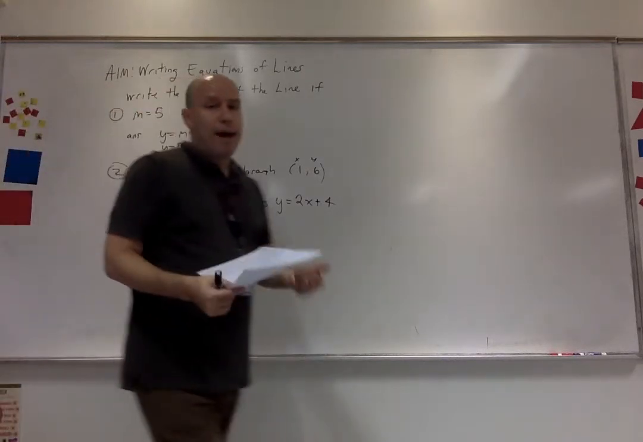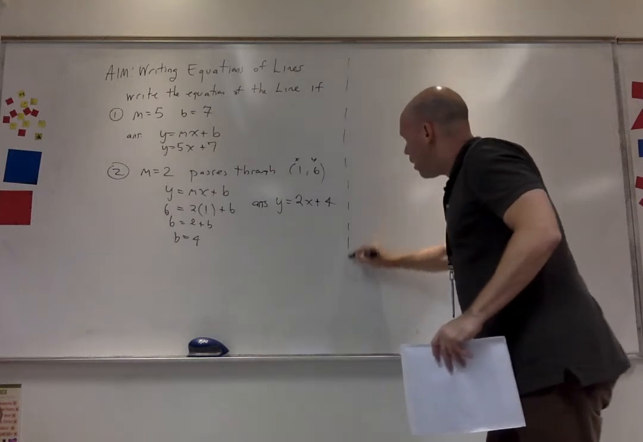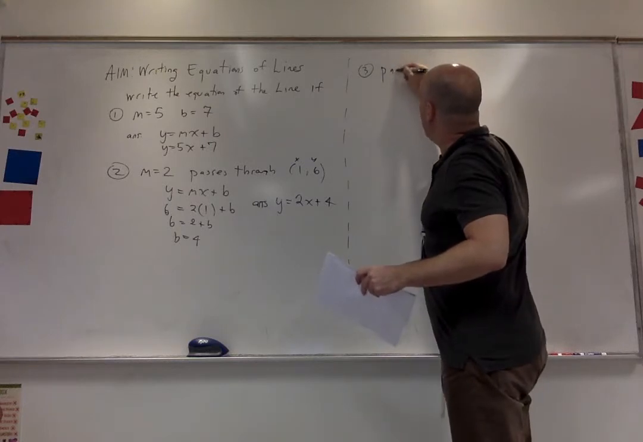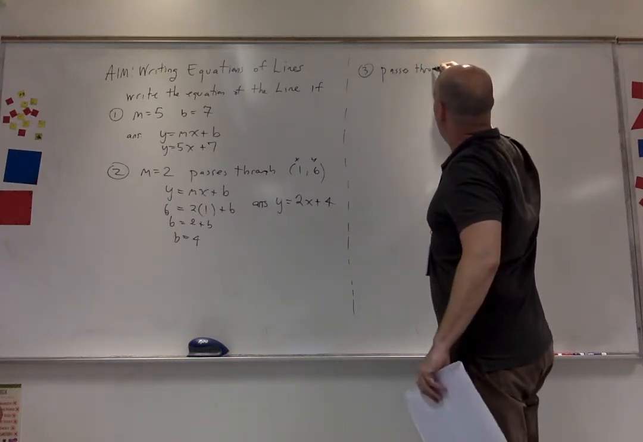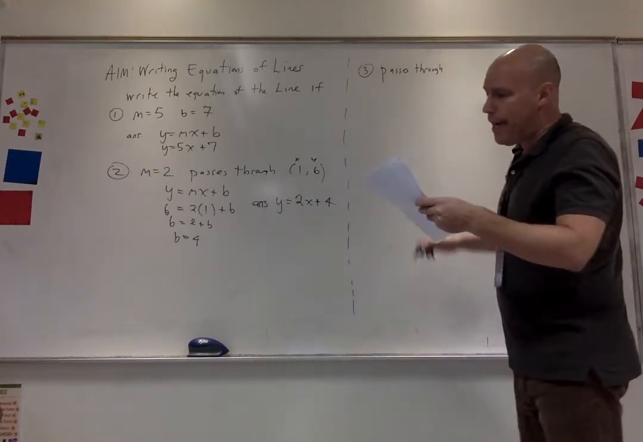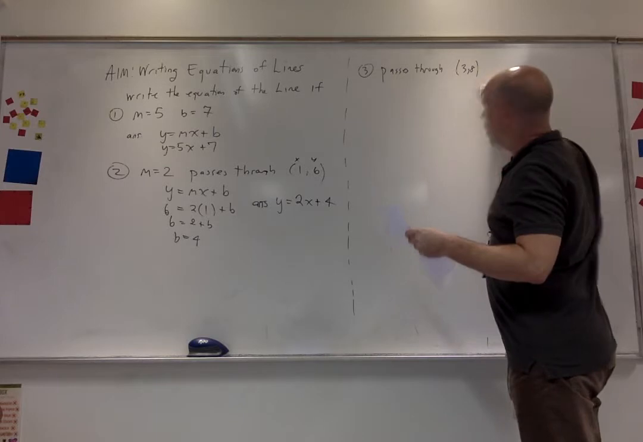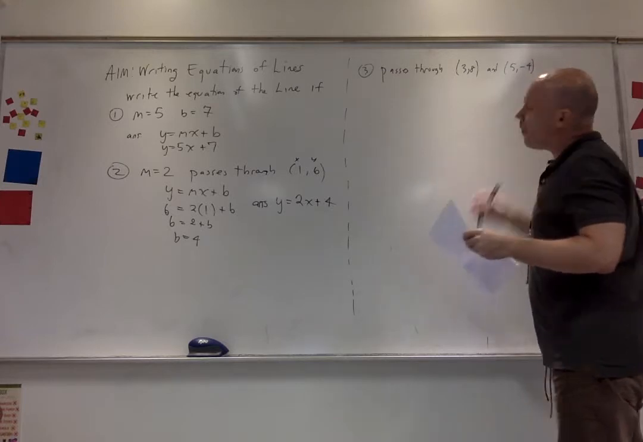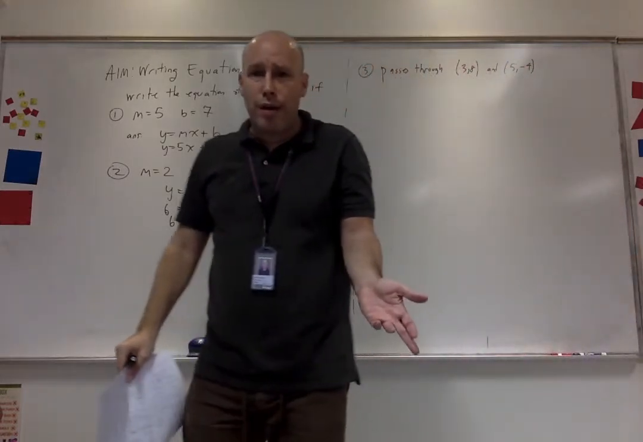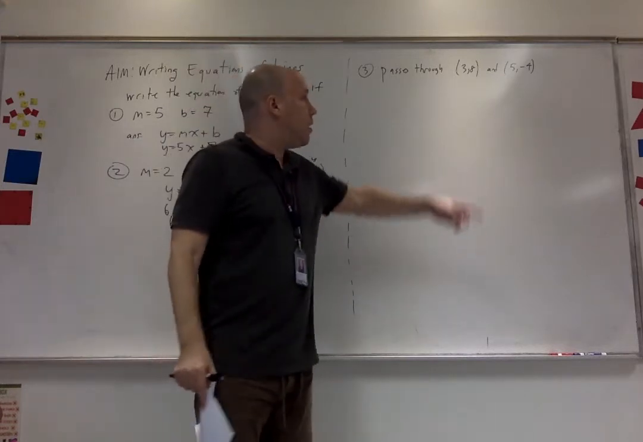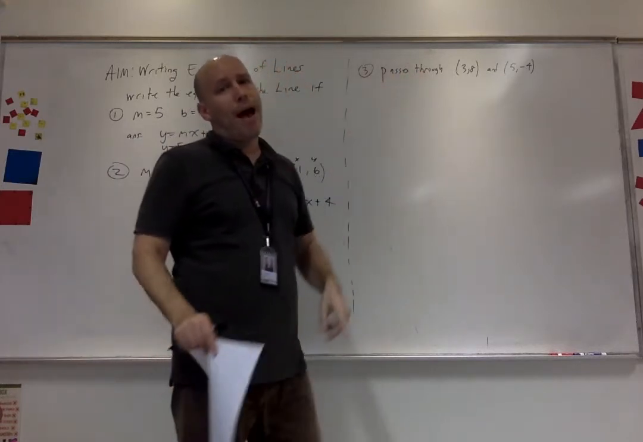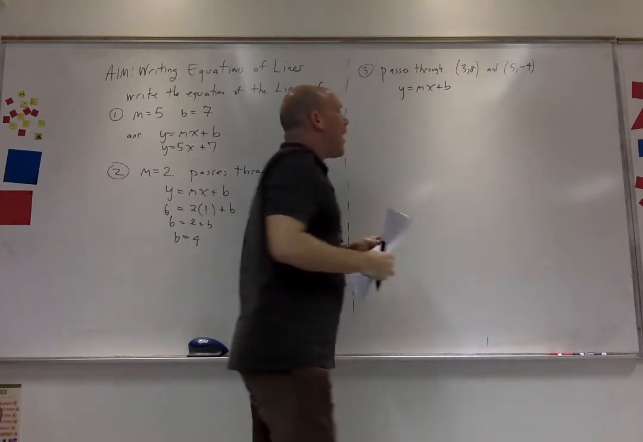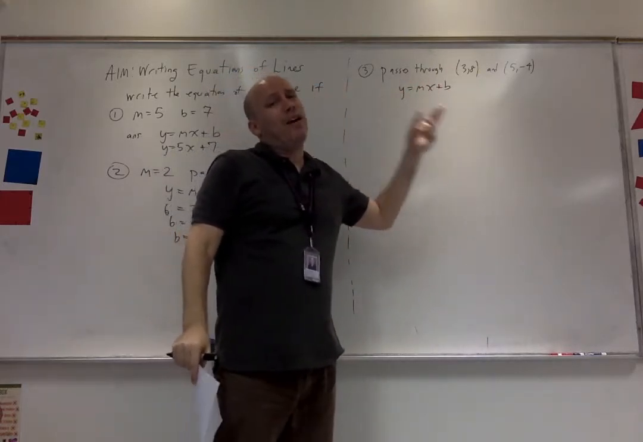Next, write the equation of the line. Number 3, write the equation of the line if it passes through the points 3, 8, and 5, 4. Now the first question is, do we have a unique line? And the answer is yes, because one of the theorems was, given 2 points, there's only one line that passes through. So you write down y equals mx plus b, and you say, well, I have an x and y, I don't have an m, and I don't have a b.